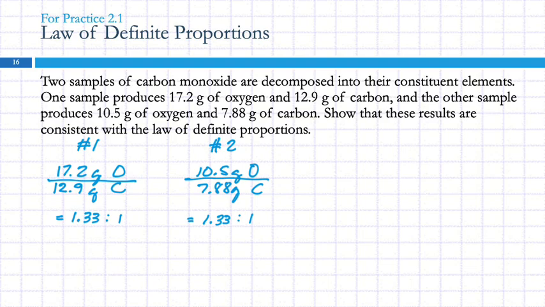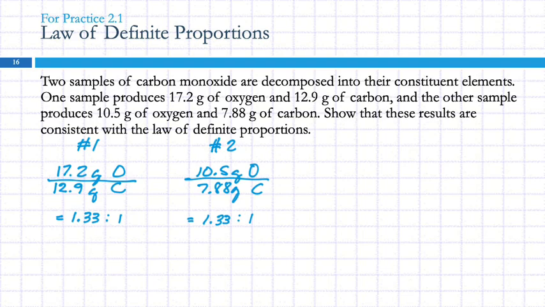Now, if you extend that ratio out past the significant figures, one of them was 1.333 forever, and the other one was 1.33248 stuff, right? But there's uncertainty in measurements, and so we want to look at the significant figures in our answer, and so they actually are the same.